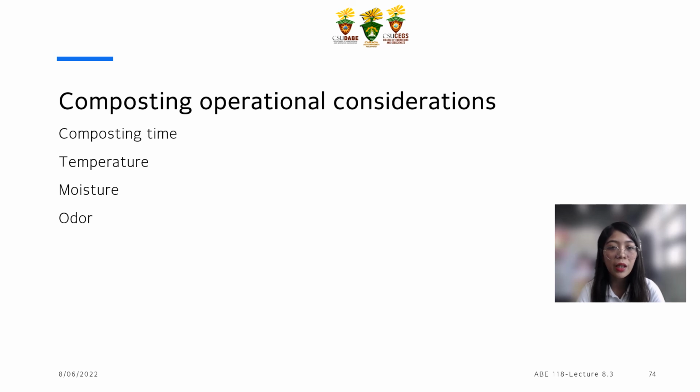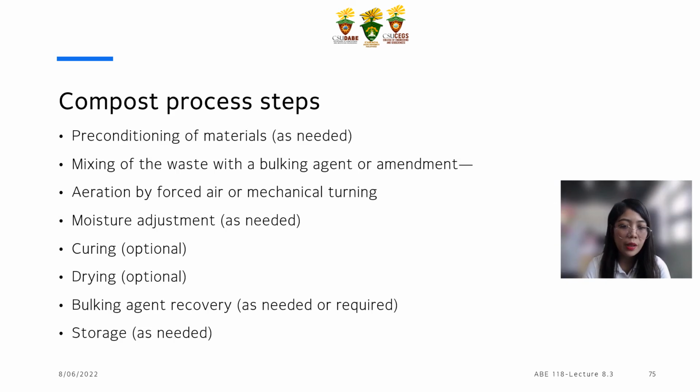So the final use of compost would be detailed in the waste utilization plan. So these are the operational considerations: composting time, temperature, moisture, and the odor. For compost process steps, first is preconditioning of the material, as needed. Then mixing of the waste with bulking agent or amendment, aeration by forced air or mechanical turning, moisture adjustment, curing, drying, bulking agent recovery, and the last one is the storage.